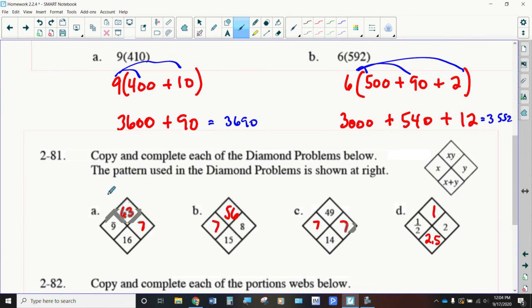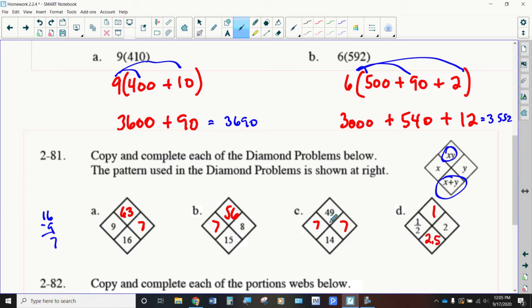Now for the diamond problems, remember, the diamond problems tell you to multiply the two numbers on the sides, and the product goes on the top, and you add the two numbers on the sides, and their sum goes on the bottom. So with that in mind, 9 plus something equals 16. So you think, all right, well, what's 16 minus 9? That's 7, right? So this number has to be 7, and now you can multiply 9 times 7 to give you 63. What do you add to 8 to give you 15? That would be 7, so 7 times 8 is 56.